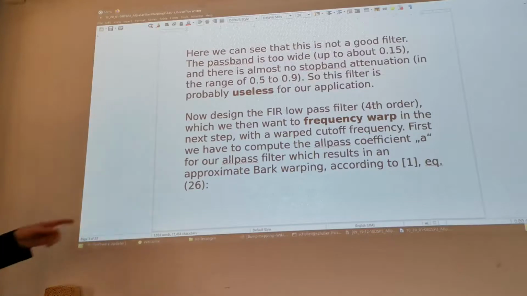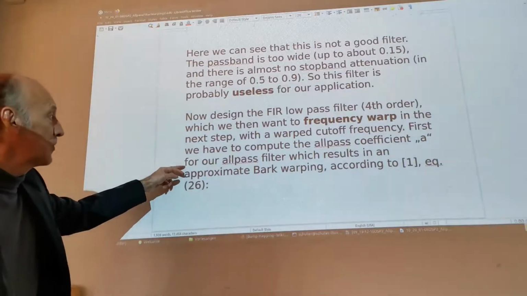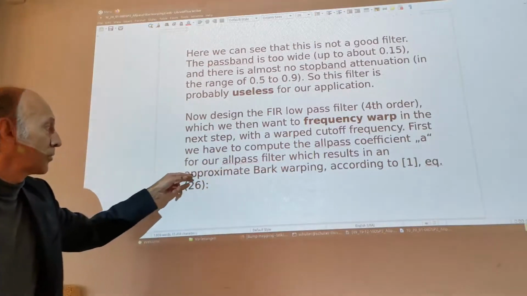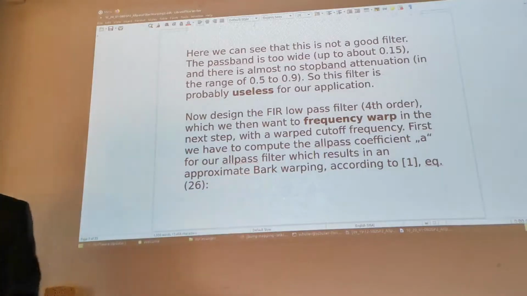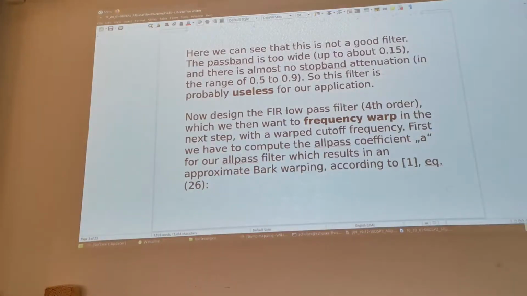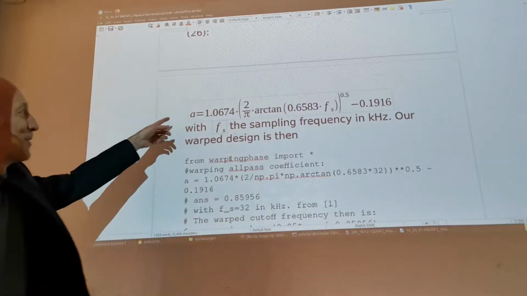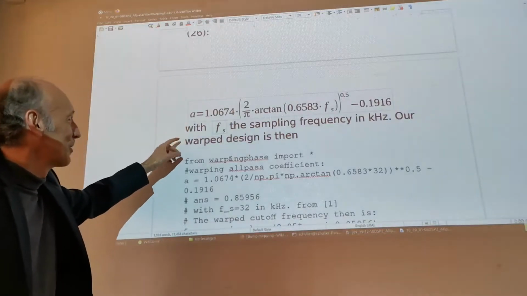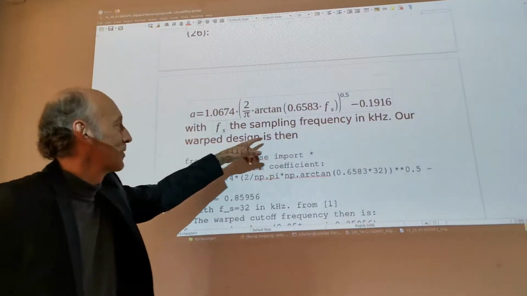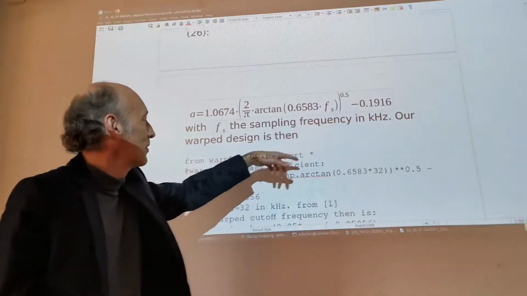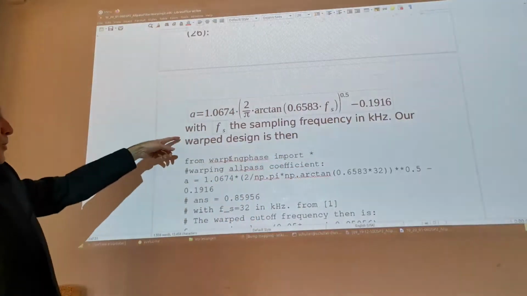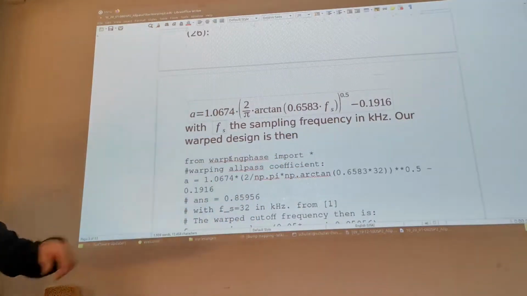Yeah, first we have to compute the all-pass coefficient A for our all-pass filter, which results in an approximation of the Bark scale according to reference 1, equation 26. We have this formula here. Fortunately, they gave us this formula, so that's nice. And then we just use it. Here's the sampling frequency in kilohertz, and we use it here in our Python program.